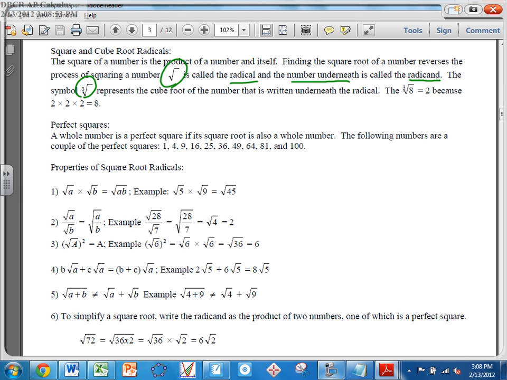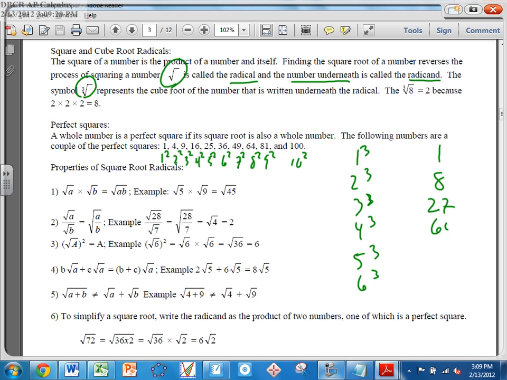So for example, here are your perfect squares. This is 1 squared, 2 squared, 3 squared, 4 squared, 5 squared, 6, 7, 8, 9, and 10 squared. Well, what are your perfect cubes? Let's take a look. Let's just go up to 6 for now. So let's say 1 cubed is 1, 2 cubed is 8, 3 cubed is 27, 4 cubed is 64, 5 cubed is 125, 6 cubed is going to give us 216.